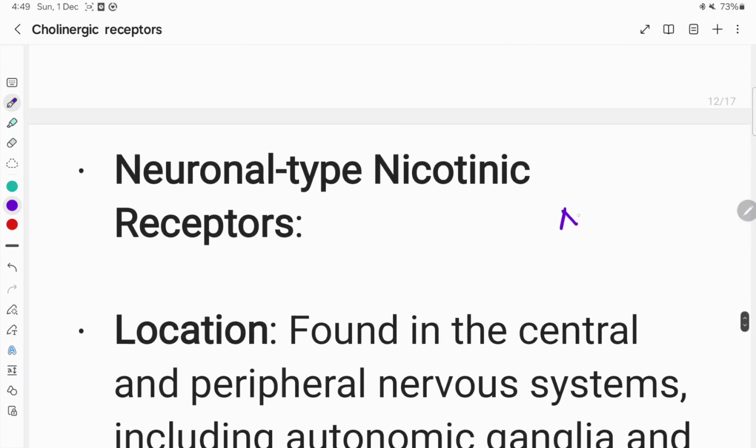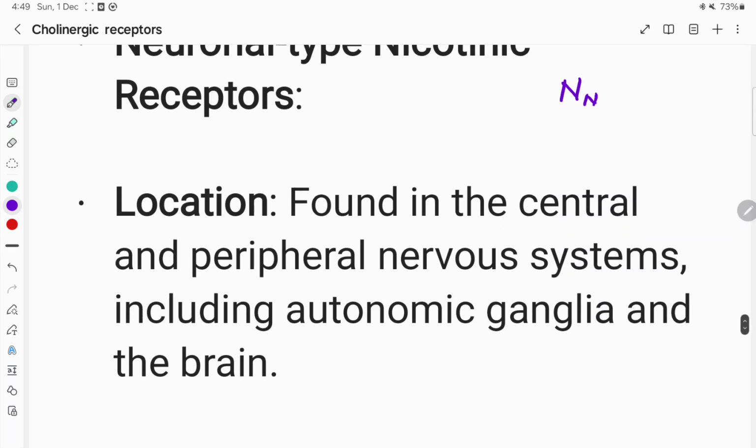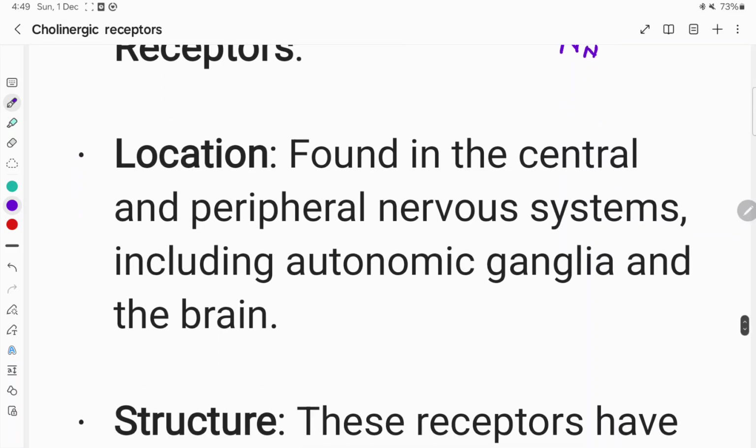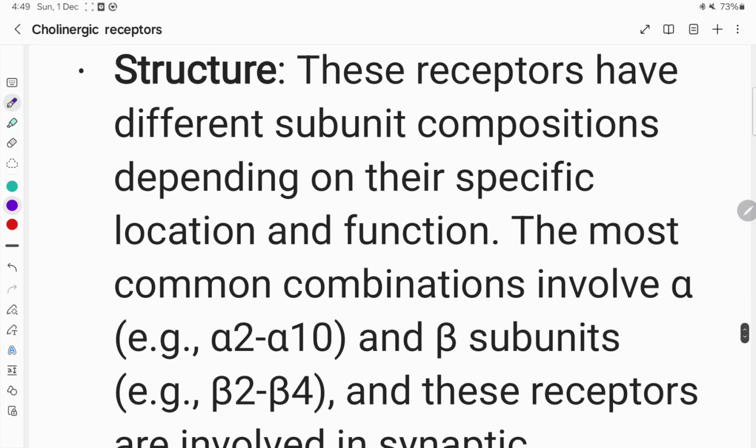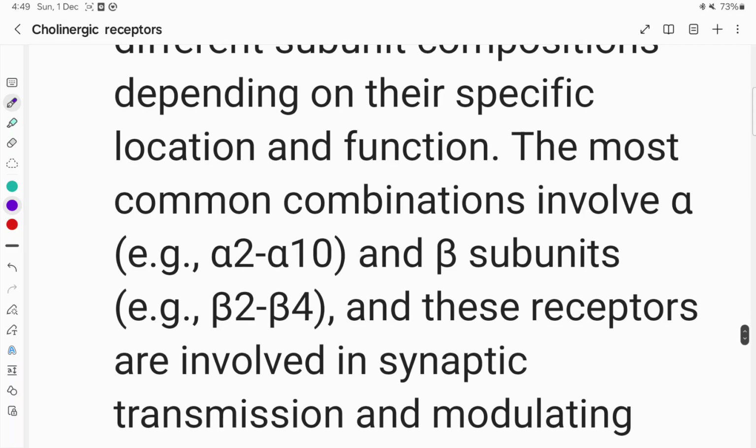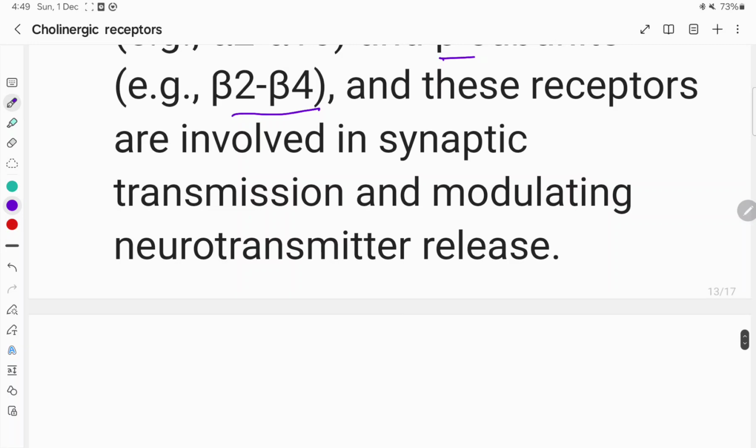The nicotinic neuronal type, or NN type, of receptor is found in the autonomic ganglia in the peripheral nervous system, and in the brain or central nervous system. Here they mostly have alpha subunits and beta subunits. So the 5 subunits are a mixture of alpha and beta subunits, and these receptors are involved in synaptic transmission, modulating the neurotransmitter release.